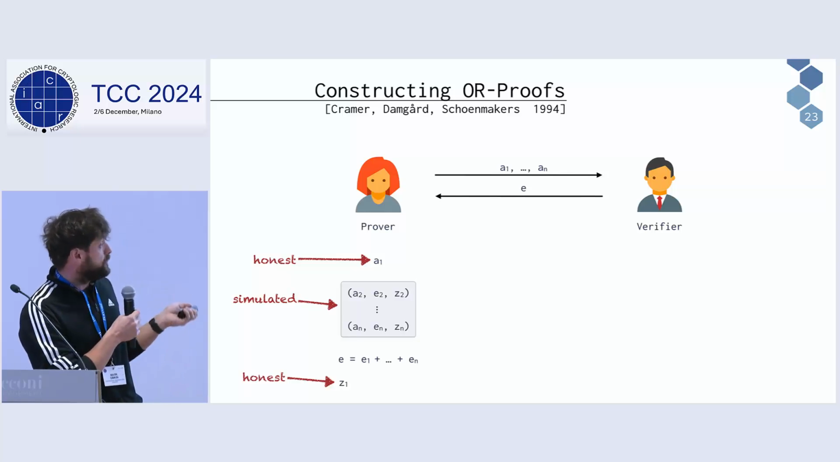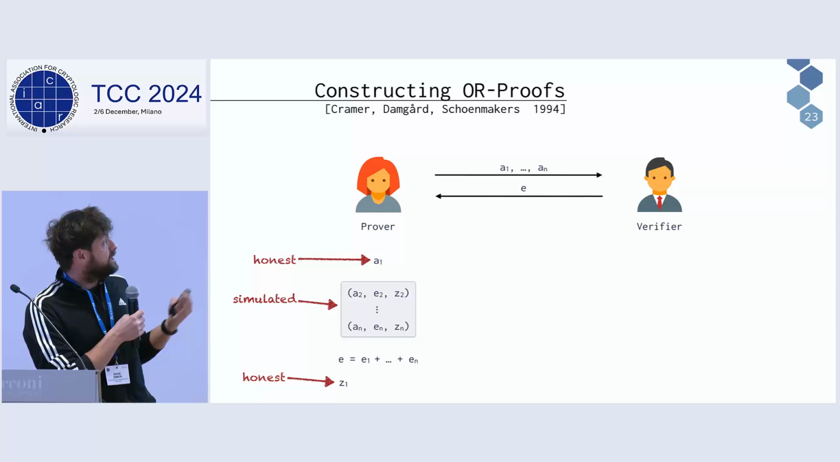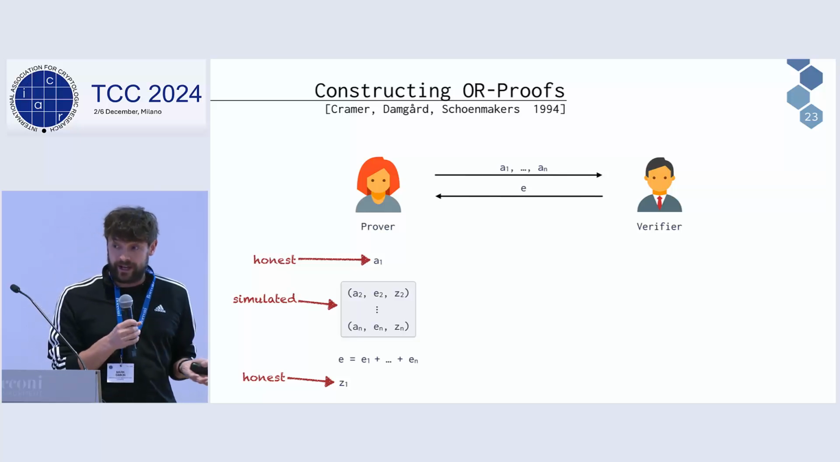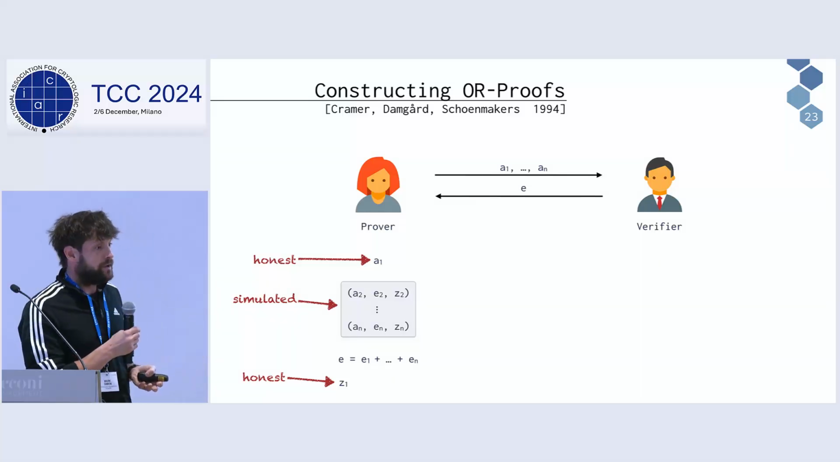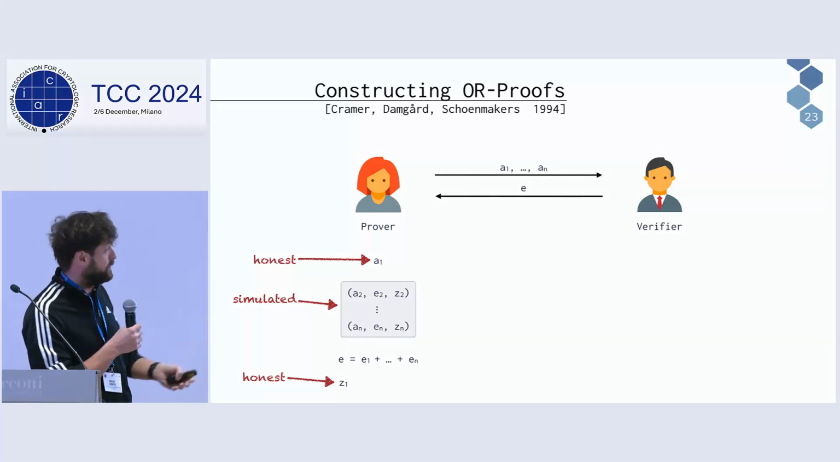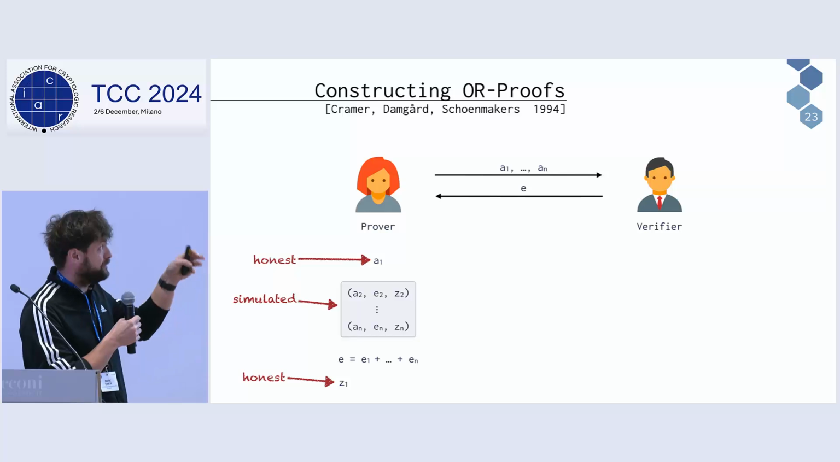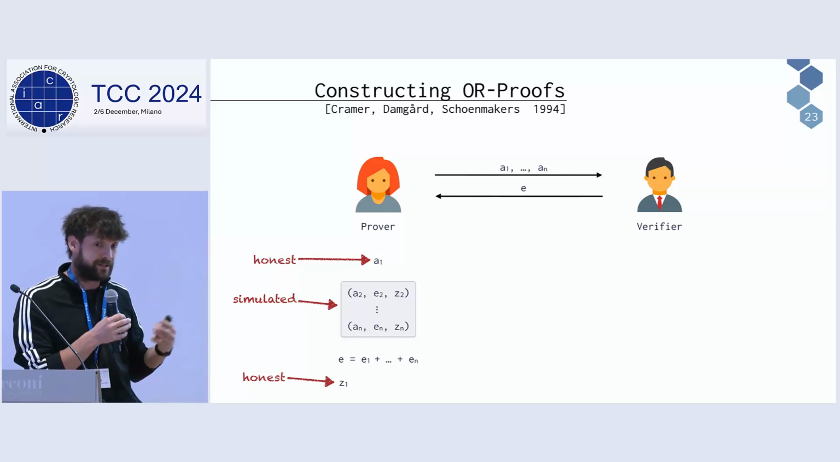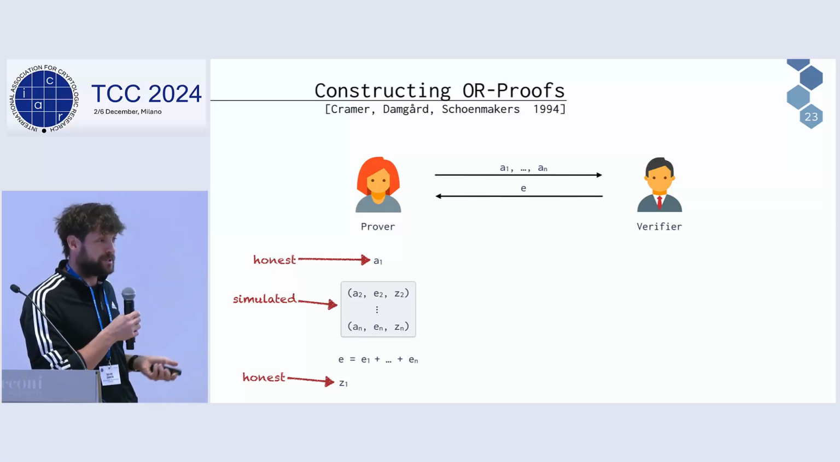So if we look at this protocol, then we can see that the communication complexity here is linear in n, because effectively I run one proof execution for each n in the OR. So I send n values of a, n values of e, n values of z. So if you want to make it somehow sublinear, we want to compress all of those.